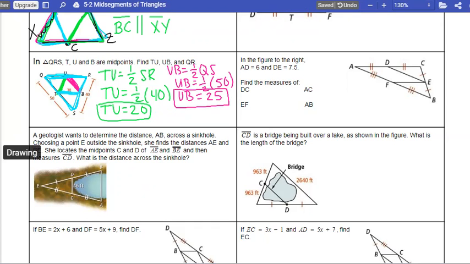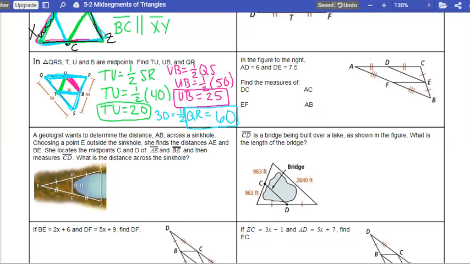So TB equals 1/2 of QR, but we know that TB is 30, so I'm going to erase that and put a 30 here. So 30 equals 1/2 of QR. Now since the 30 is on the other side, instead of dividing, we're going to multiply. So 30 times 2 gives us 60. So QR equals 60 units.